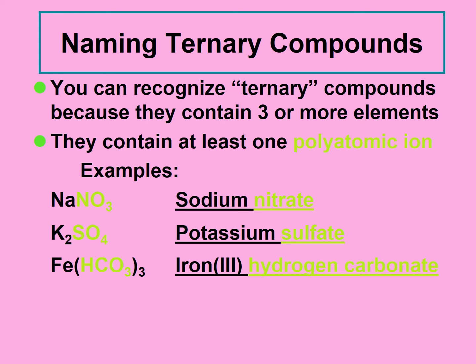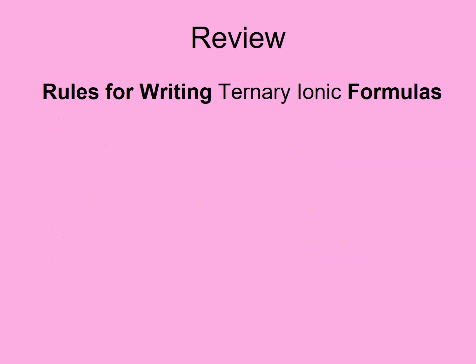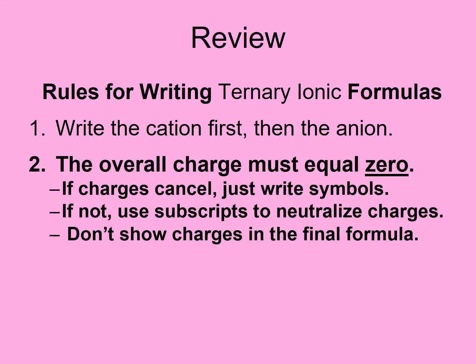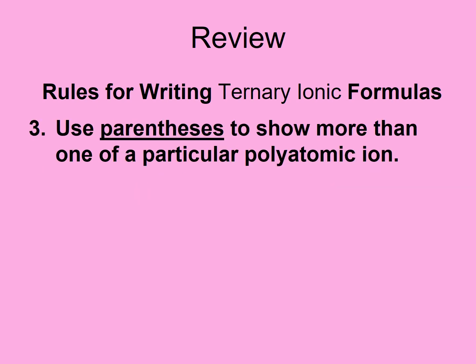And if we have iron, we know that's a transition metal, and so we have to give its charge. You can figure out its charge by looking at the polyatomic ion. Hydrogen carbonate, or bicarbonate as it's also known, has a -1 charge. We see a parentheses with a 3 outside. That means we have 3 of those bicarbonates or hydrogen carbonate polyatomic ions. If we have 3 negatives, that iron must be 3 positive. So it's iron 3 hydrogen carbonate or iron 3 bicarbonate.